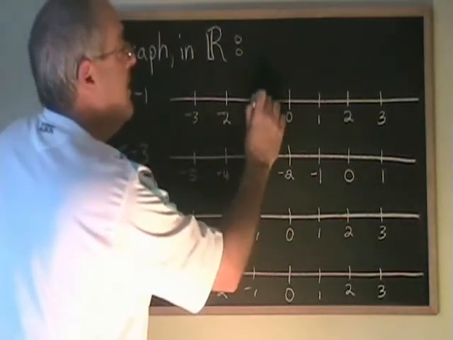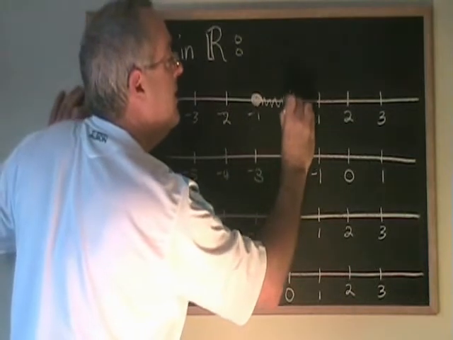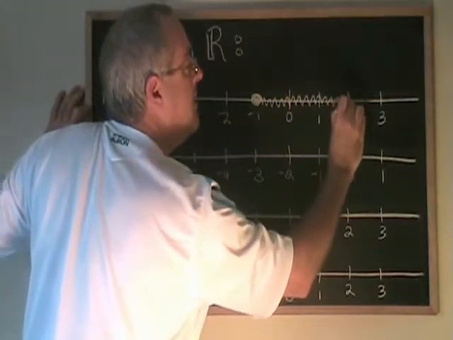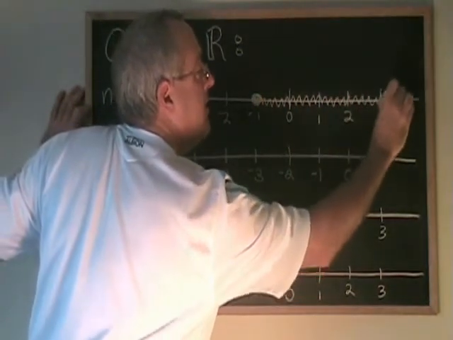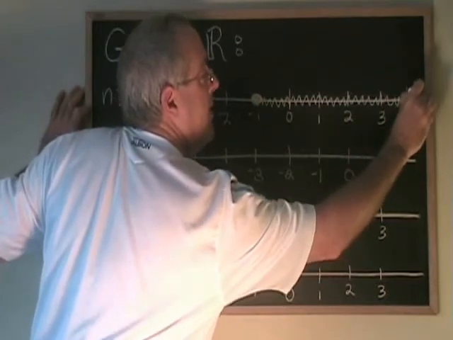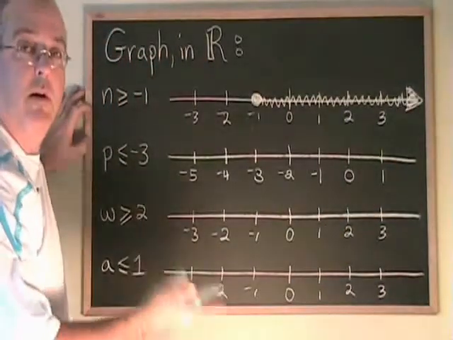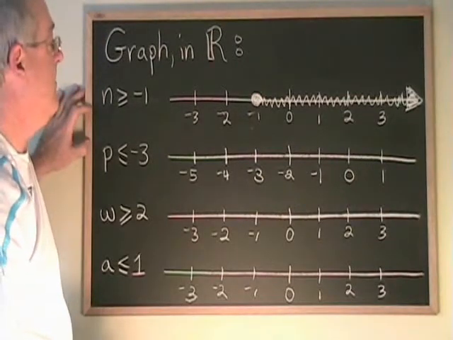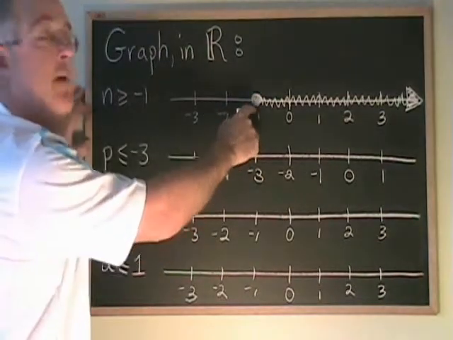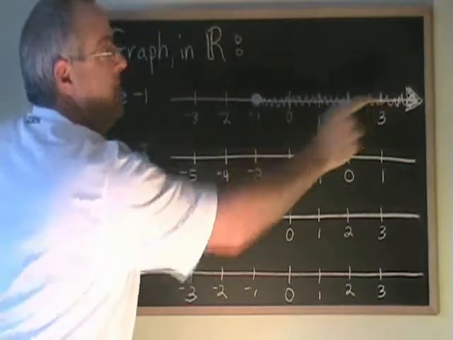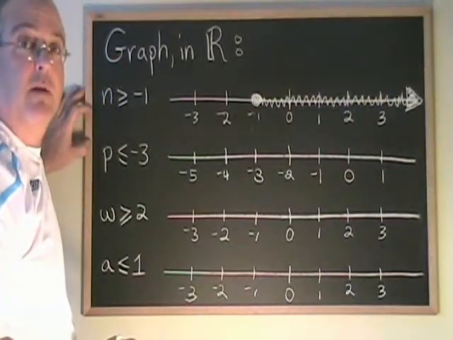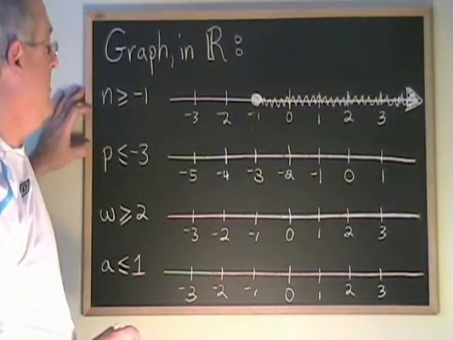Starting at -1, we shade to the right, and then we put our arrow, or our 3 dots, to indicate that it goes on forever in the positive direction. This tells me -1 is part of my answer, and all of the numbers to the right of it, including all the fractions and decimals, are also part of the answer.